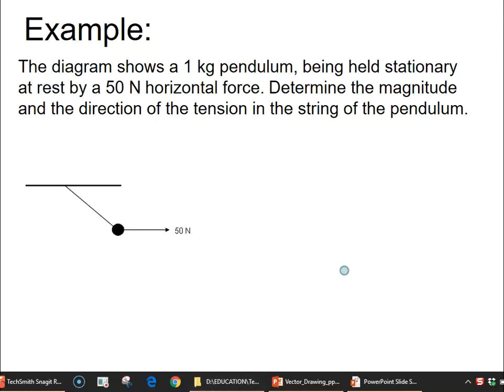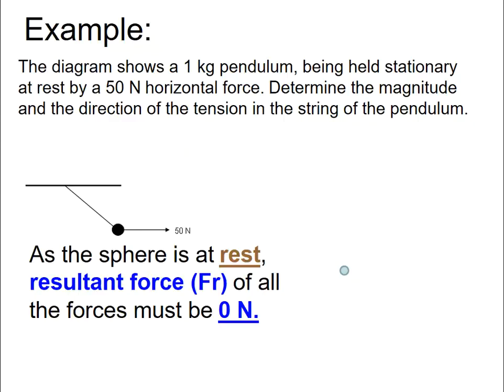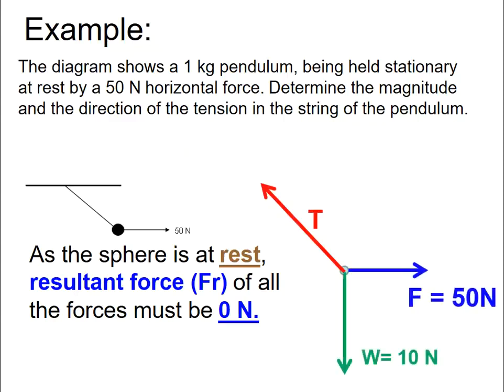Diagram shows a 1 kg pendulum being held stationary at rest by a 50 Newton horizontal force. Determine the magnitude and direction of the tension in the string of the pendulum. So you can represent the entire question by a free body diagram that shows the tension, the horizontal force, and the weight.